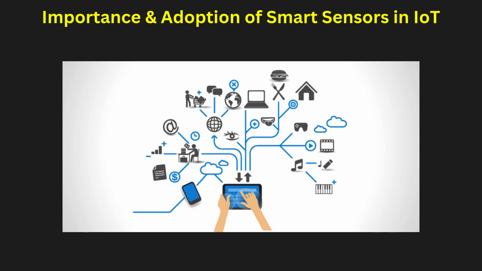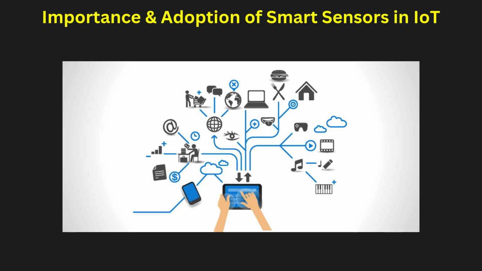Importance and adoption of smart sensors in the IoT. Smart sensors are transforming the IoT landscape by offering real-time data processing, self-calibration, and wireless communication. Unlike traditional sensors, smart sensors integrate microcontrollers and communication modules, enabling seamless connectivity with IoT platforms. These sensors are widely used in smart homes, healthcare, industry automation, and environmental monitoring. The adoption of smart sensors enhances energy efficiency, reduces maintenance cost, and improves system reliability.